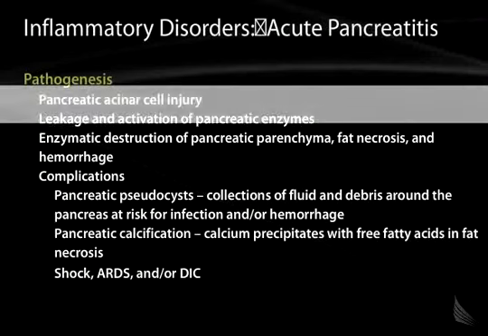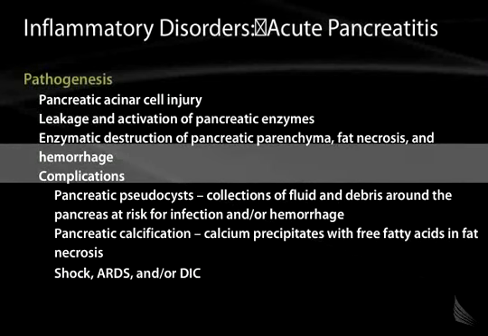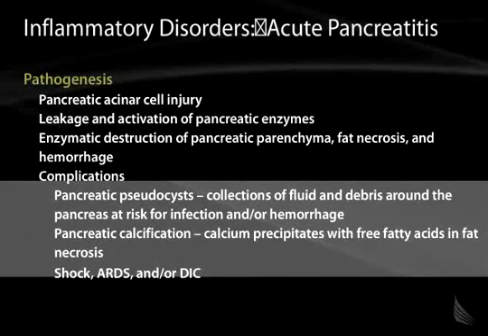Acute pancreatitis results in pancreatic acinar cell injury, leakage and activation of pancreatic enzymes inappropriately, enzymatic destruction of pancreatic parenchyma, fat necrosis, and hemorrhage. The complications include pancreatic pseudocysts, which are fluid collections and debris around the pancreas which are at risk for infection or hemorrhage, pancreatic calcification, in which calcium precipitates with free fatty acids and results in fat necrosis, as well as systemic complications including shock, ARDS, and/or DIC.